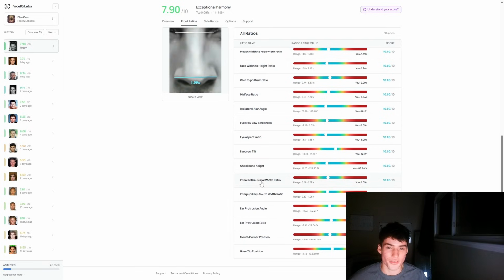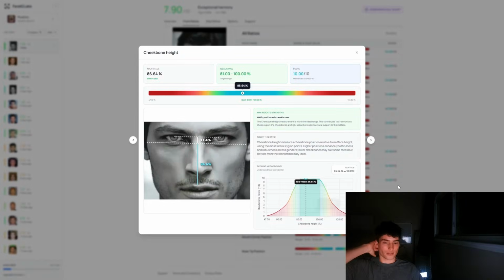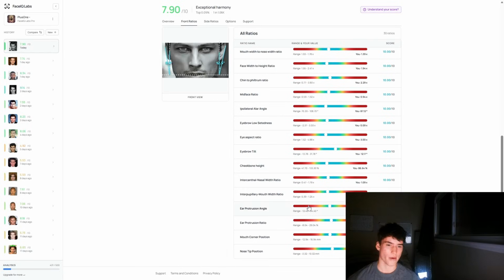Intercanthal nasal width ratio. And by the way, guys, for the cheekbone height, I think cheekbone is one of those important things that it's not going to ruin yourself completely, but it's just a nice bonus to have. I don't know what it is about cheekbones. They're just different than other ratios. Cheekbones are just so HGN, bro. You know? Cheekbones are HGN, man.